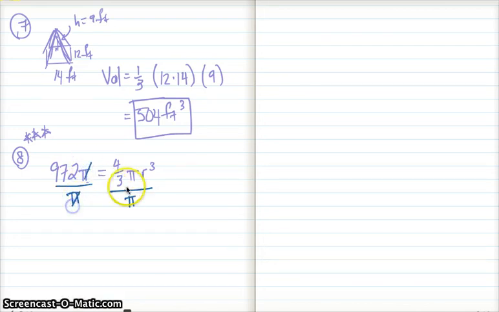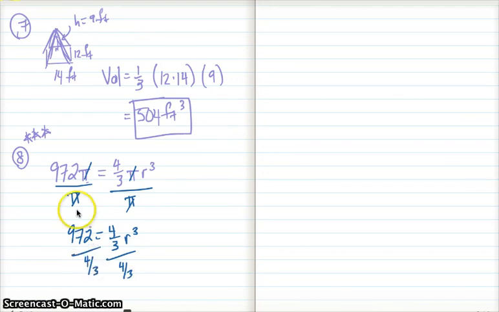Pi divided by pi is just 1. Then I'm left with 972 equals 4/3 r cubed. I'm also going to divide by 4/3, or you can multiply by the reciprocal of 3/4. So go ahead and type that into your calculator, and again you can use parentheses around the 4/3 to get your number. So you'll get 729 equals r cubed.